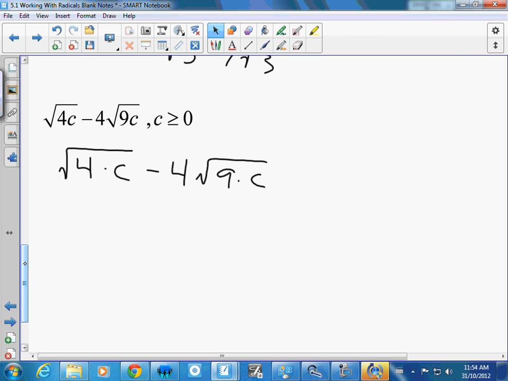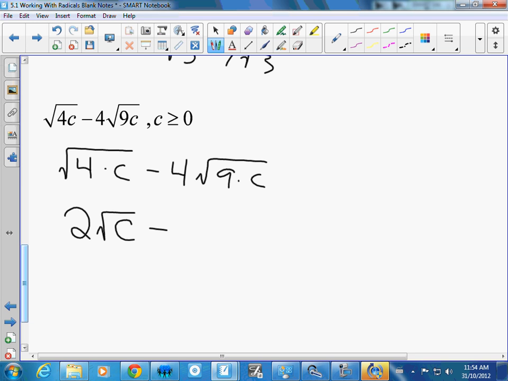What's the square root of 4? 2 root of c minus, now careful here guys, what's the square root of 9? 3 times 4 is 12 root of c. Do we have like radicals? So can we subtract them? 2 minus 12 is minus 10 root of c.